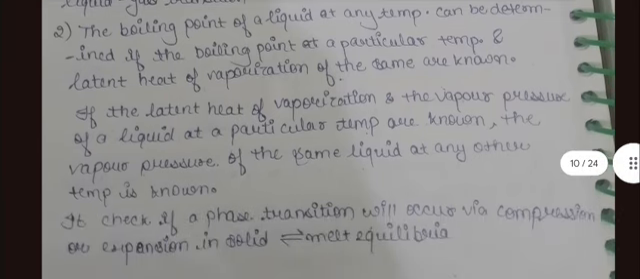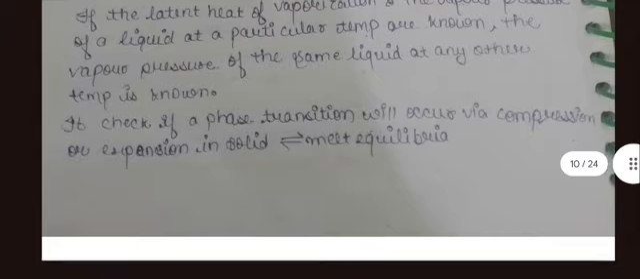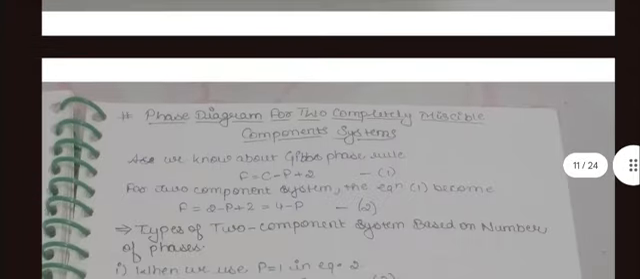The boiling point of a liquid at any temperature can be determined if the boiling point at a particular temperature and the latent heat of vaporization of the same are known. If the latent heat of vaporization and vapor pressure of a liquid at a particular temperature are known, the vapor pressure of the same liquid at any other temperature can be found. Check if a phase transition will occur via compression or expansion in a solid in equilibrium with melt.